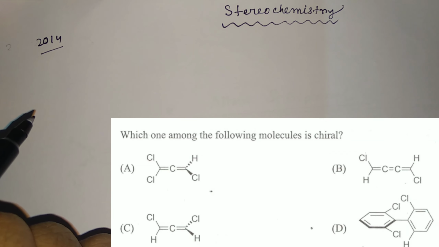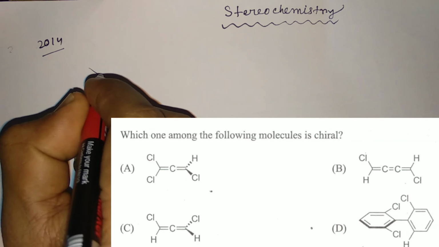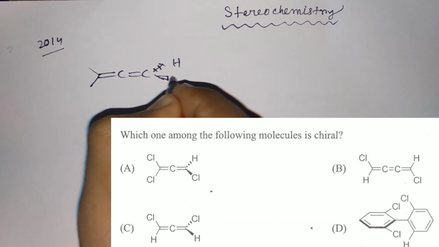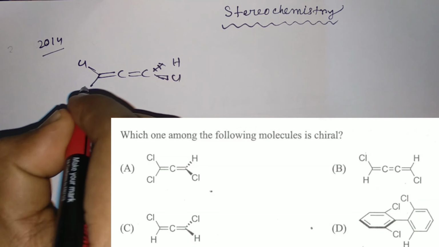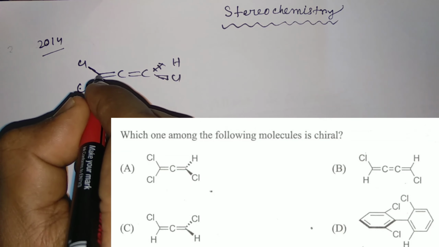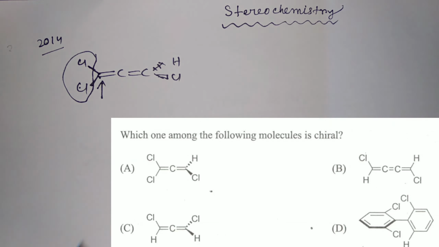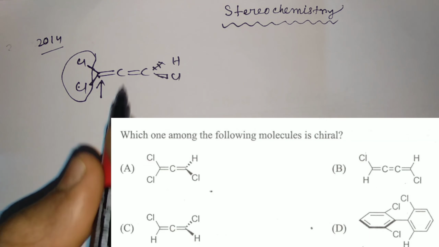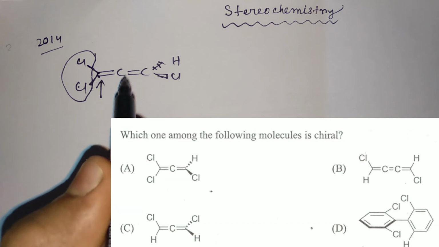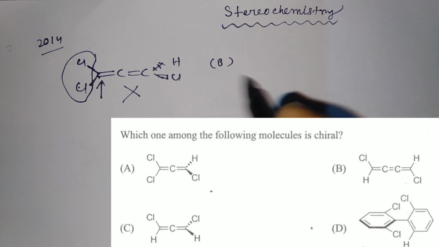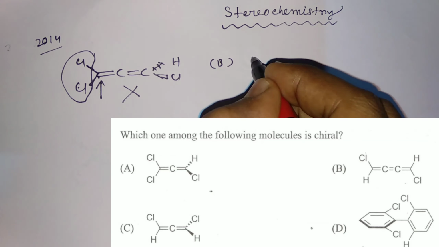So, in case of option A, the system is like this. Here 2 Cl atoms are attached to the same carbon atom, so no nomenclature is possible. It cannot be determined as chiral or not, so it will not be chiral. Now coming to option B. In case of option B, the system is like this.